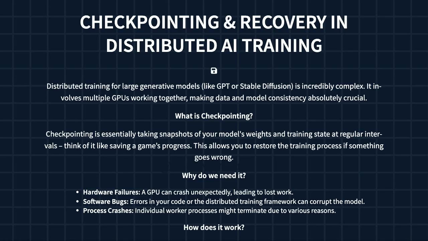We need this because things can go wrong: hardware failures, software bugs, or even a worker process just crashing. The system saves the state so you can restart from that point, saving a ton of wasted effort. It's like hitting save game on your favorite video game. We save at intervals, and then, if something goes sideways, we reload from the last checkpoint to keep training smoothly. There are some important things to consider when setting up the system. How often do you checkpoint? What's your storage strategy? And where will those checkpoints live?